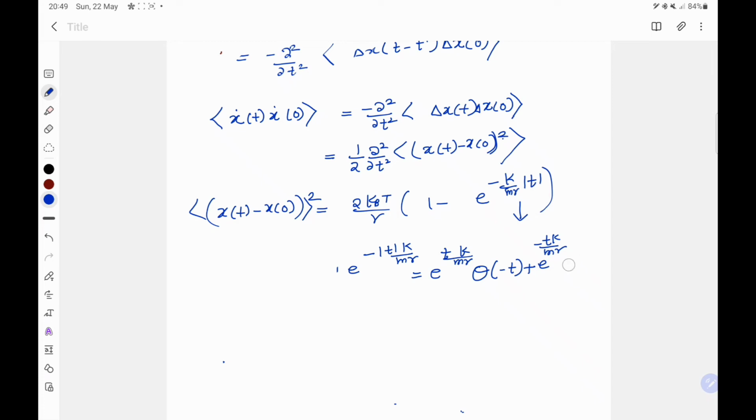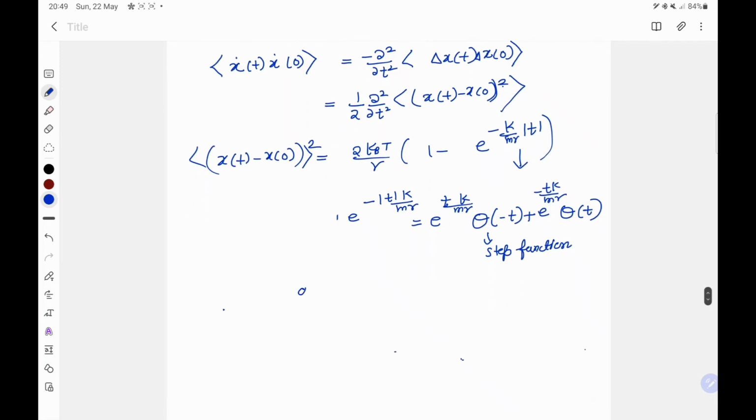Okay, just for theta t. So these are the step functions, and you know that the derivative of a step function is actually a delta function.